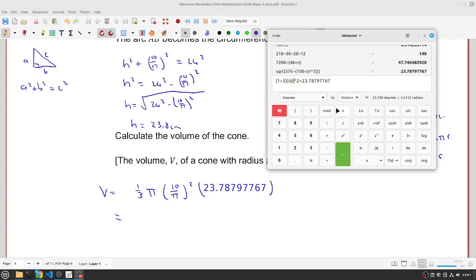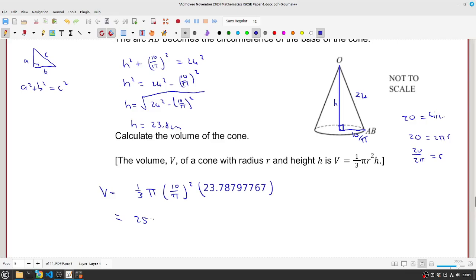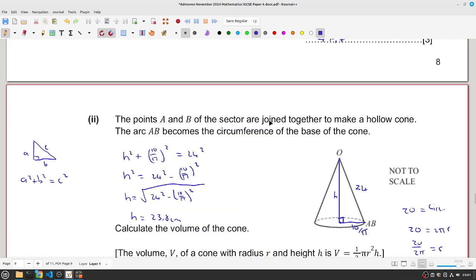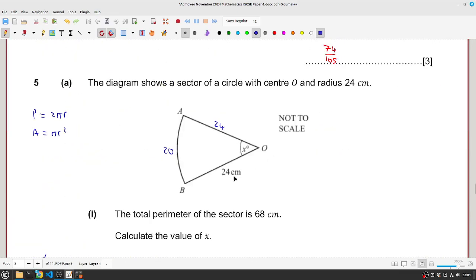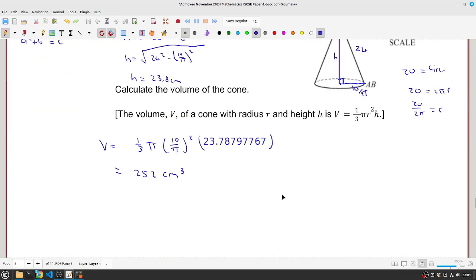The radius is the 10 over pi, 10 over pi squared. Okay, equals, so 252 point something, so three significant figures, 252. So 252, and all this was centimeters. That's centimeters cubed, right? Centimeters, yes, so this is centimeters cubed.